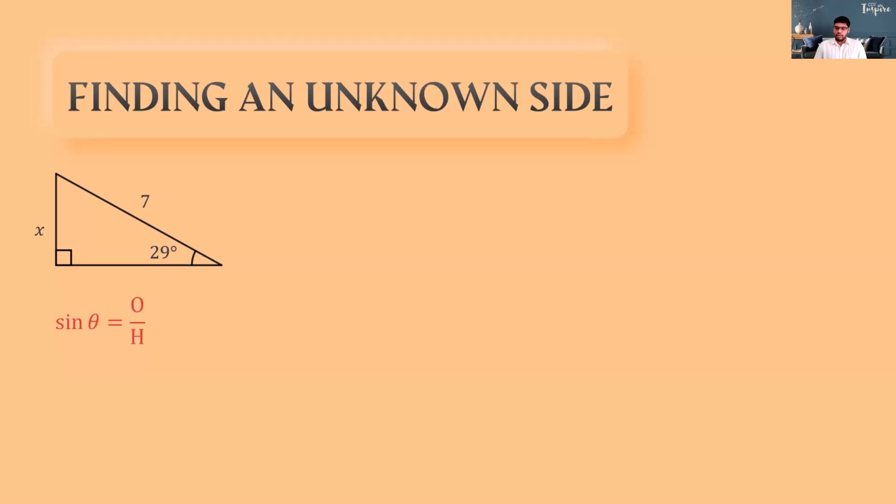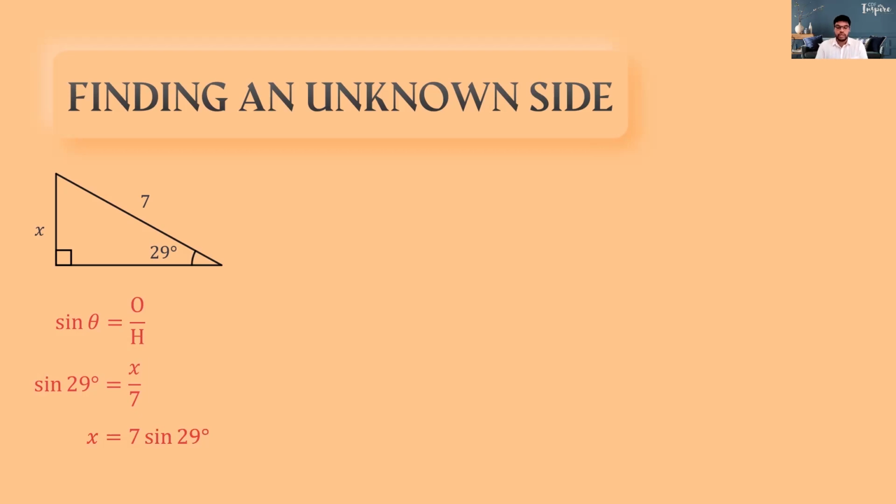Okay, so what do we know? We know that the angle is 29. The opposite side length is x and the hypotenuse is 7. So I substitute those different values. Now children, remember, I need to find x. So what I do is I multiply both sides by 7. The 7 in the denominator, I take it to the other side with sine 29, and therefore children, I get x is equal to 7 times sine 29.